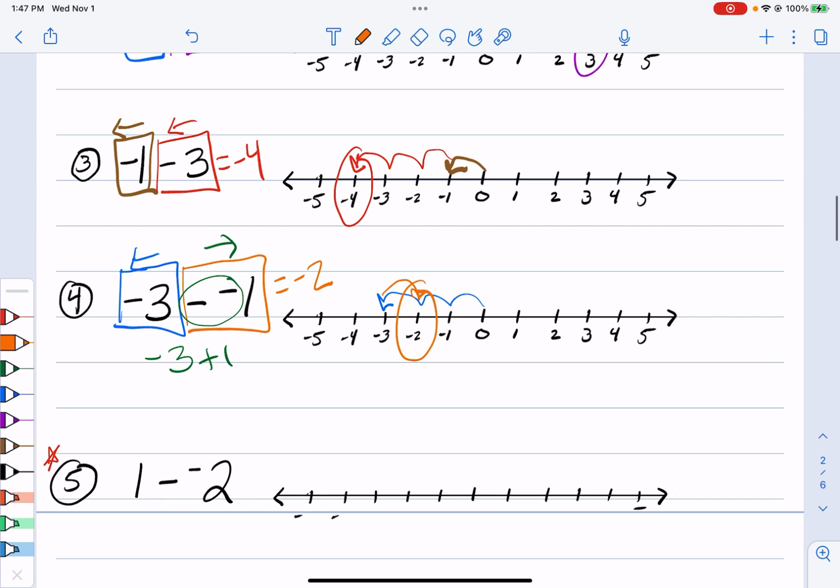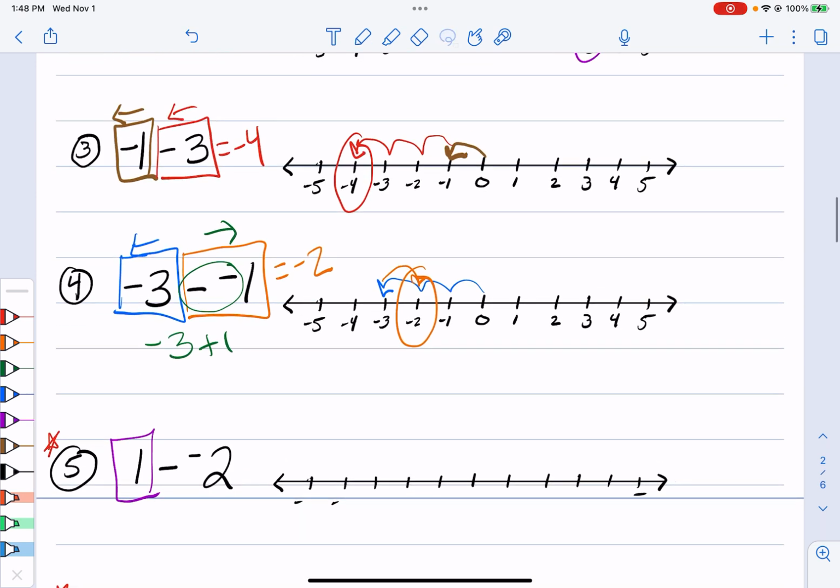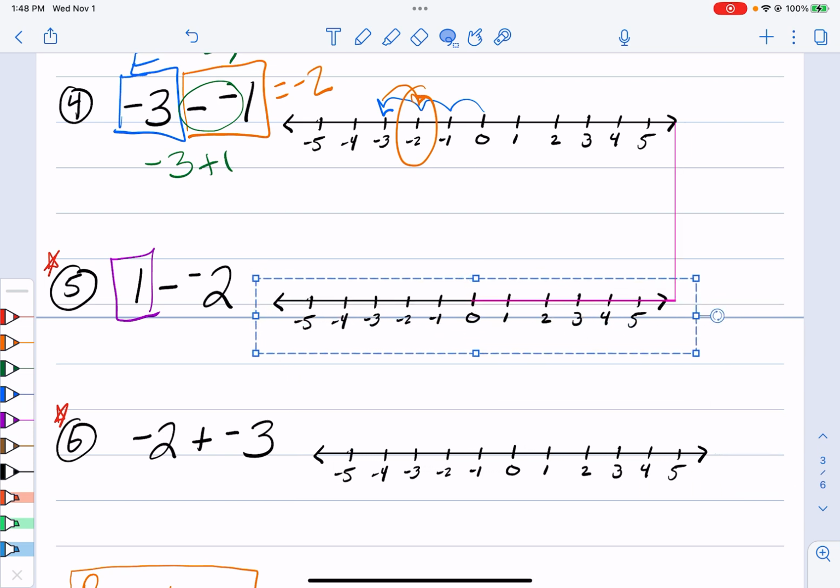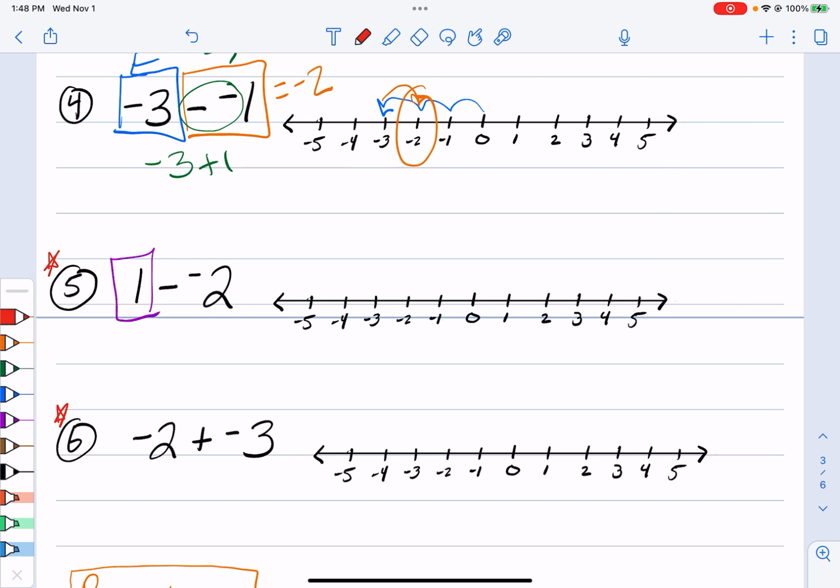Okay, same thing with this problem. Number 5, very similar. If I first start off at 1, and that is a positive 1. Oh, hey, I lost all my numbers on the very bottom. Let me just fix that really quickly. Let me copy and paste that. That's pretty funny.